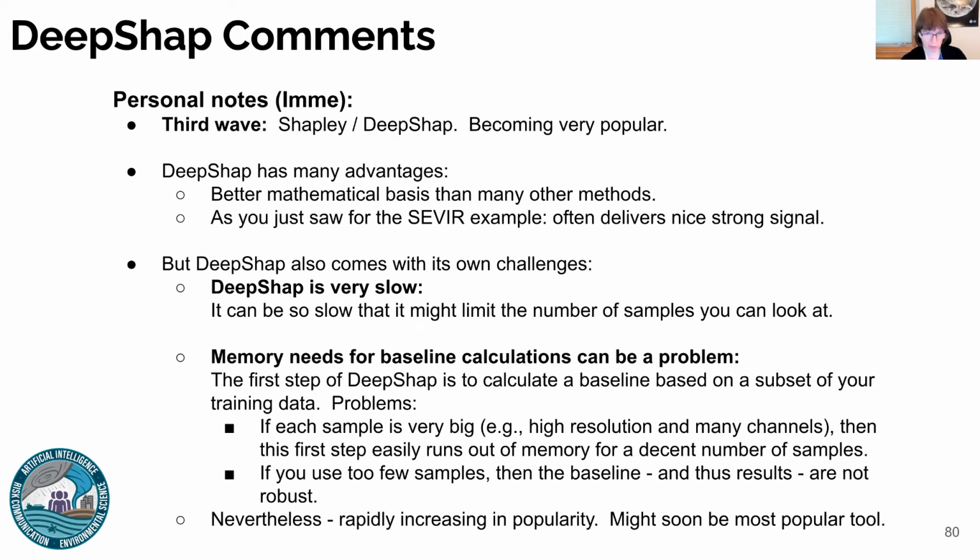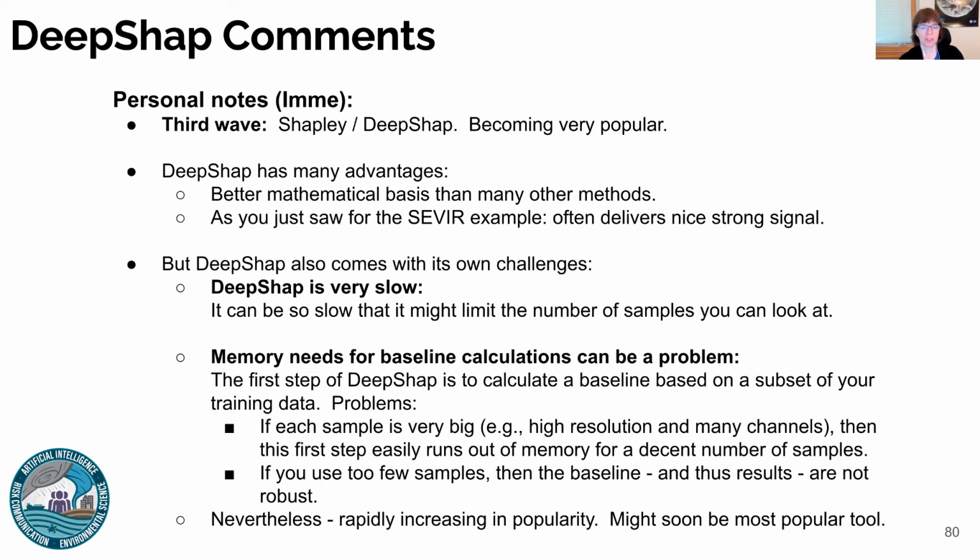Lastly, Deep Shap also comes with its own challenges. Deep Shap is very slow. It can be so slow that it might limit the number of samples you can look at. So that's one thing. It also has big memory needs. So we sometimes have like, I don't know, 10 different time steps and 4 different channels of a high resolution satellite image as a single sample as input. And if we do that, we can only have like 10 samples for the first step in Deep Shap, which is to calculate a baseline, which comes back to the baseline question before. So some of those tools that you saw before always take 0 inputs as the baseline. Deep Shap is much smarter.